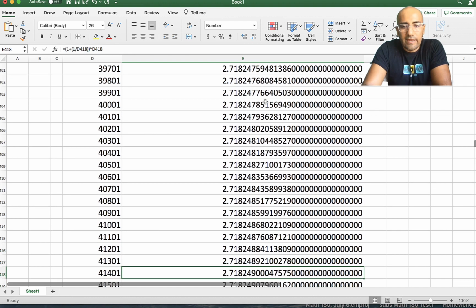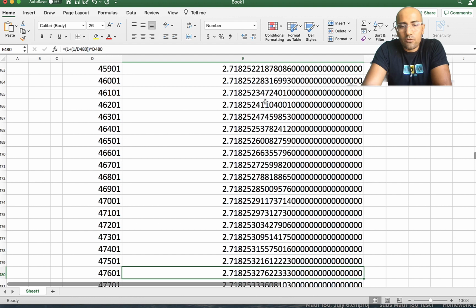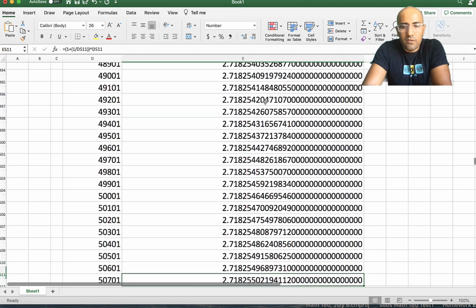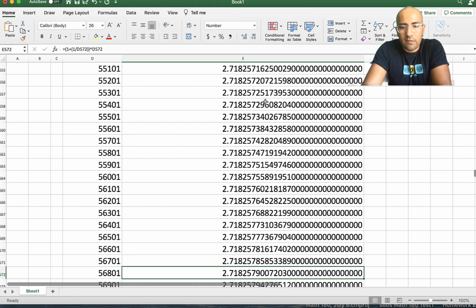And remember that as n gets bigger and bigger and bigger, this will always be growing, but it keeps growing by a smaller and smaller amount. So the further out we go, the more we lock in on some value.